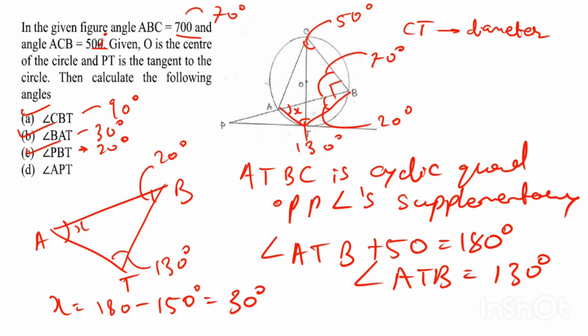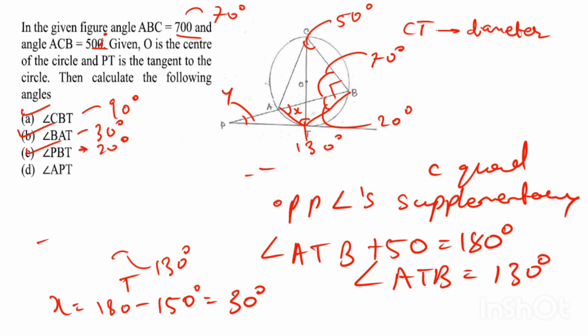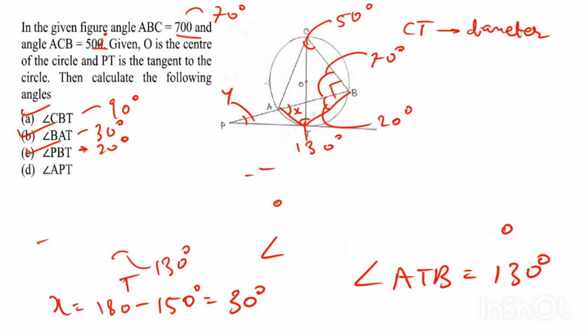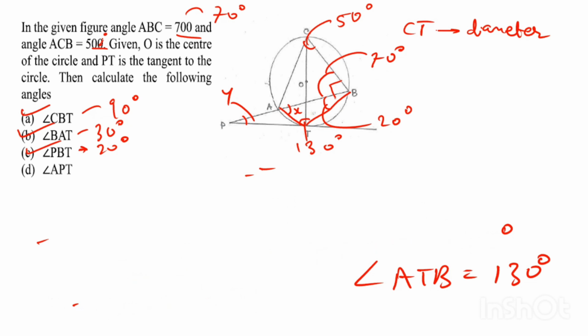Now fourth, we need to find the value of angle APT. APT. Now let's say it's Y. It's very easy. Fourth one also. I just want to clear some rough work so that you can clearly see the image. What I want to make you see: geometry is a subject where the answer is already given in the question, but you must have the ability to see the answer.